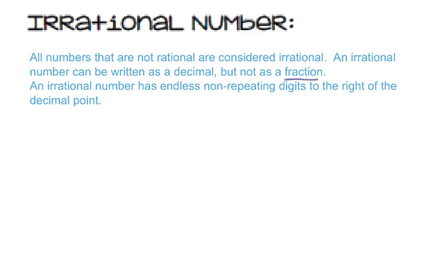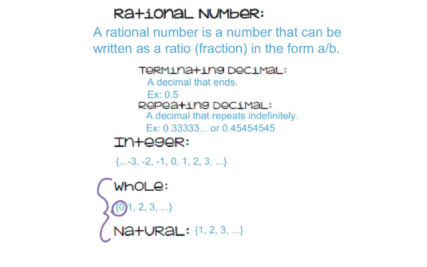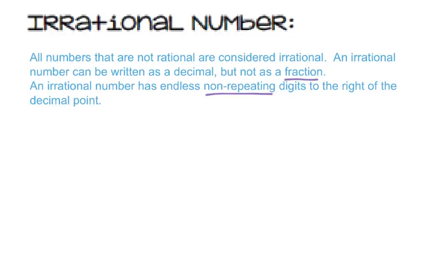An irrational number has endless, non-repeating digits to the right of the decimal point. So whereas our rational numbers were terminating and repeating decimals, irrational numbers do not terminate and they do not repeat. There is no pattern, there is no rhyme or reason for what the next digit is. So some really good examples here.